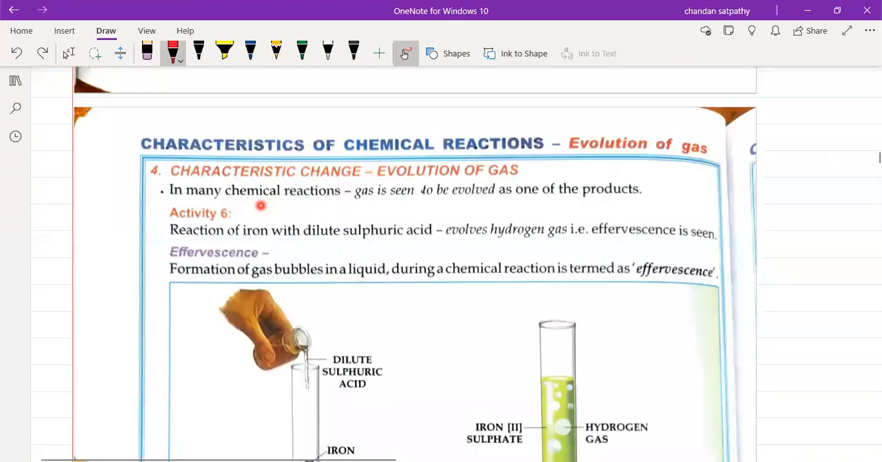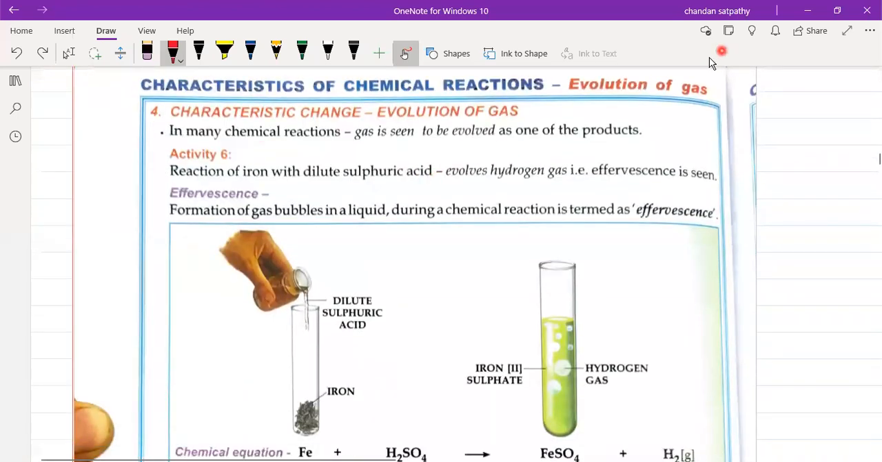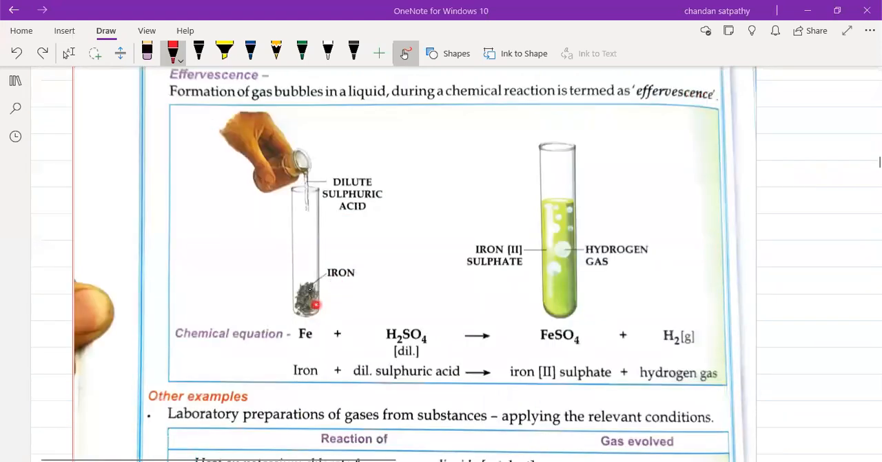Next characteristic is evolution of gas. In some chemical reactions, gas evolution takes place. This gas evolution is also called effervescence. So what is effervescence? Formation of gas bubbles in a liquid during a chemical reaction is termed as effervescence. Let us take an example: if we pour dilute sulfuric acid on iron, then what happens? Hydrogen bubbles are formed. So this is called effervescence.